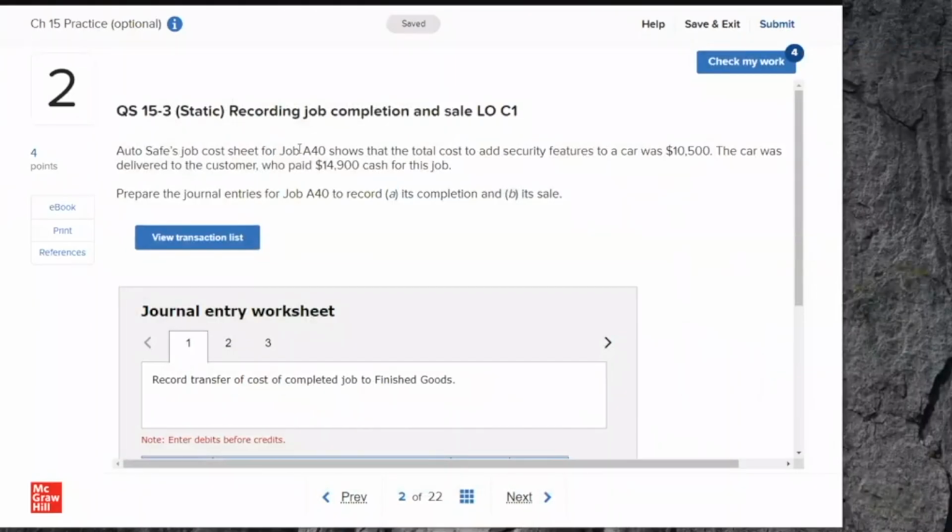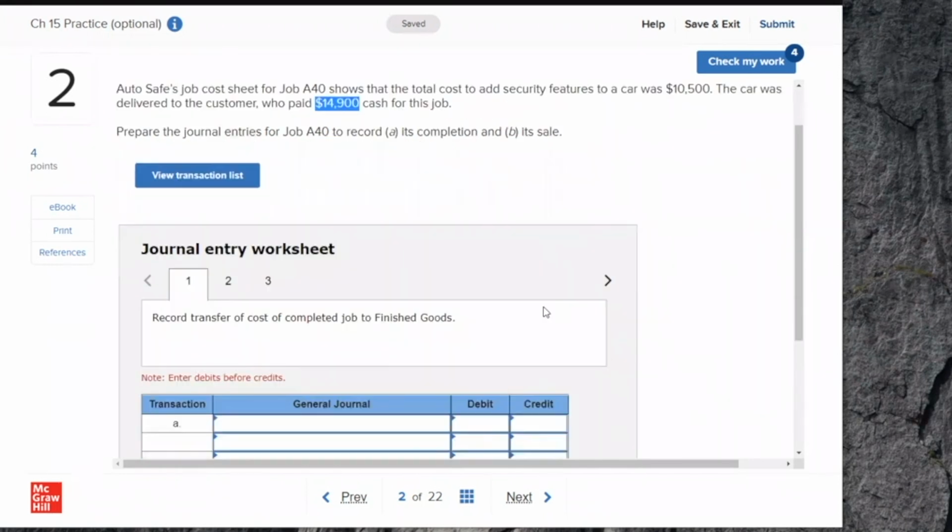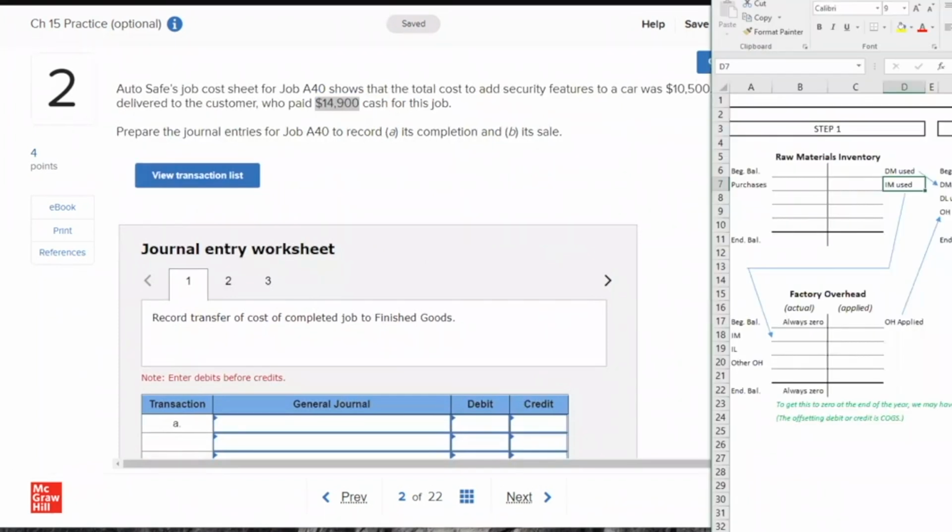So the job cost sheet for job A40 shows the total cost to add security features. So what we do at Autosave is we modify cars with security features like alarm systems, et cetera. The total cost to add this was $10,500. And then we delivered the car to the customer, and the customer gave us $14,900 because obviously we want to make a profit. It says here, when we complete the job, now look at your manufacturing T accounts here.